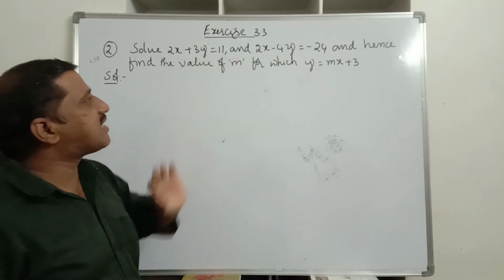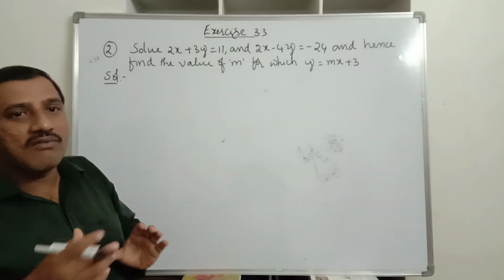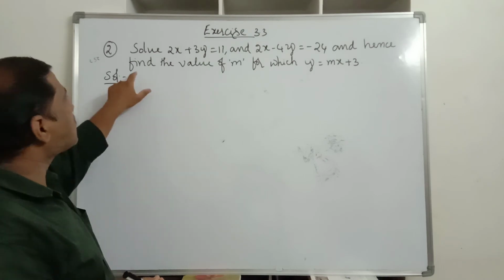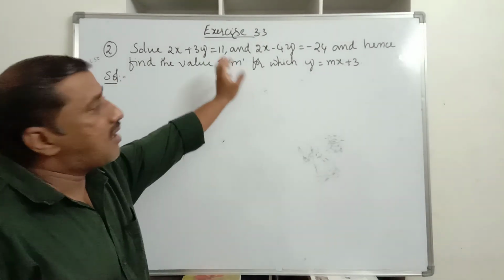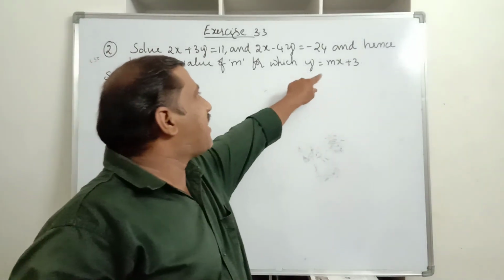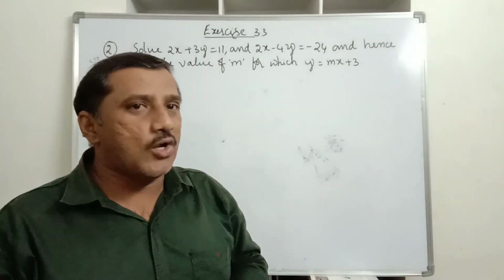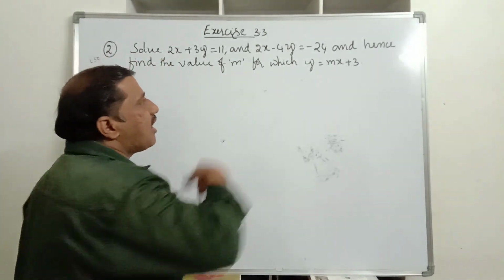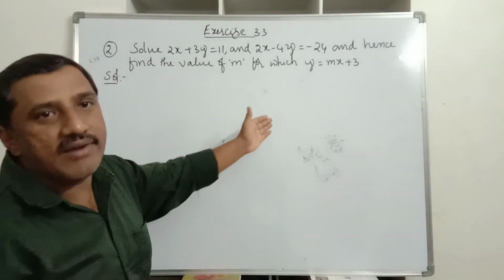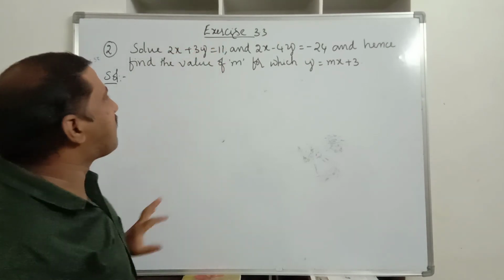So two linear equations in two variables are given. We need to solve these two equations. Solve means find the solution of these two equations, and hence find the value of m for which y is equal to mx plus 3. It is given y is equal to mx plus 3. From these two equations we will find the solution in terms of x and y. Substitute the x value and y value in this and simplify, we get the m value. So now the first step is to solve these two equations.